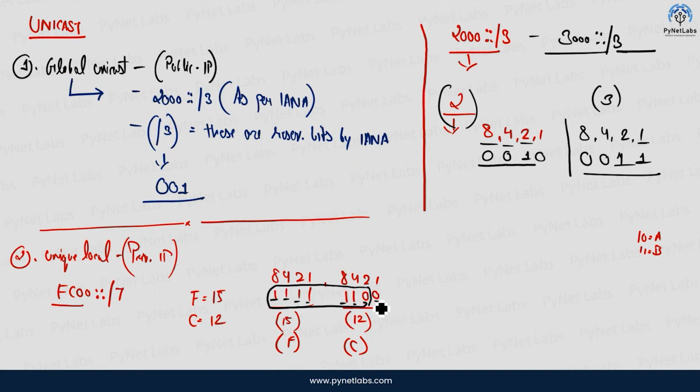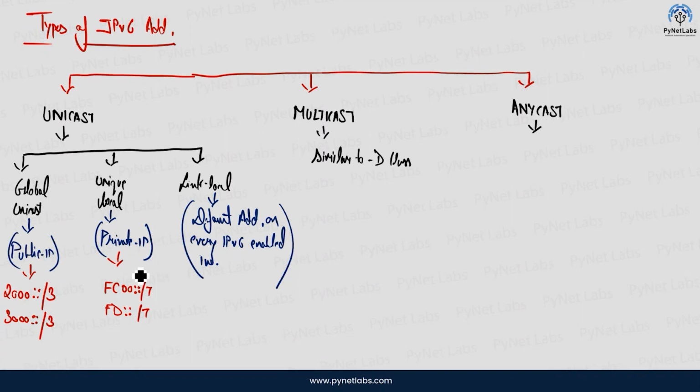Now there is one equivalent value. If that bit is 1, then the conversion will become FD00::/7. So that is one thing. And when I talk about the private IP, it's going to have the range of FC00::/7 and FD00::/7. So that is how we basically define all these things.